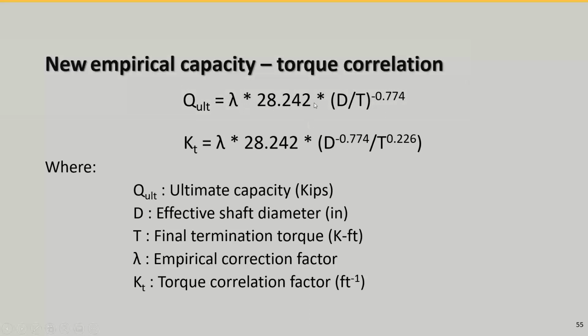Q is equal to lambda, 282442, multiplied by D over T to the power minus 0.774. I can come up with KT modified. I call it KT here. It is this. Now, lambda, what is lambda?